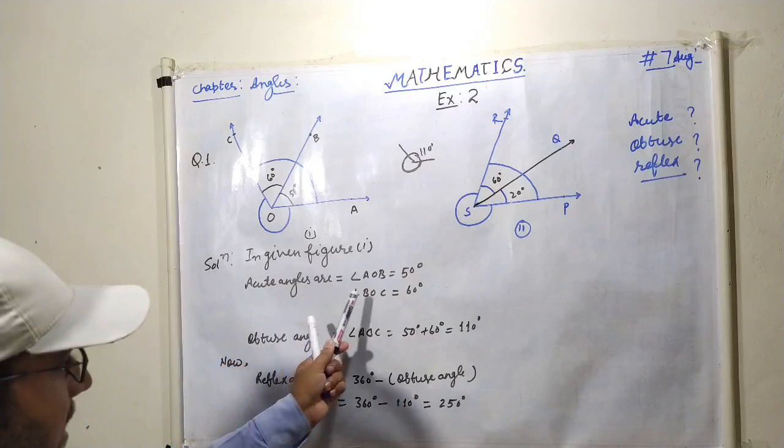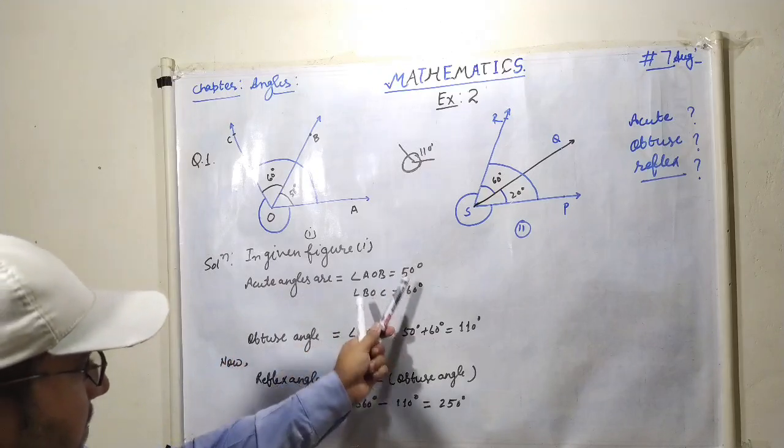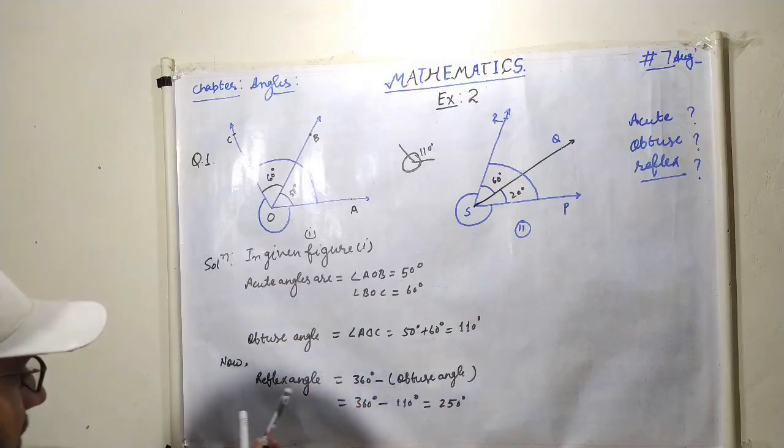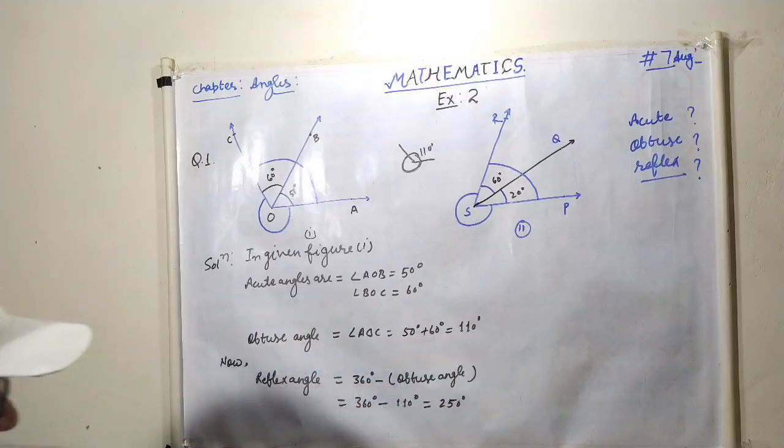Acute angles are angle AOB and angle BOC, 50 and 60 degree. Obtuse angle is the sum of these two acute angles, 110, and the reflex angle is 360 minus the obtuse angle. So 360 minus 110, 250. Now the second question.